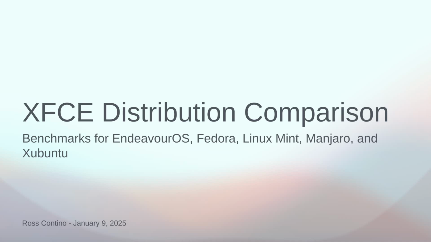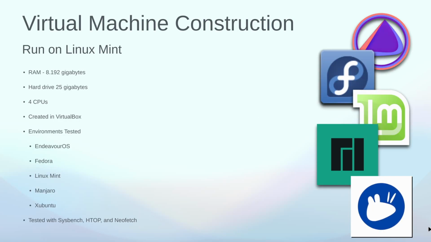Following these quick tours, let's look at some of the benchmark statistics across the different distributions as they deploy XFCE. I'm going to be comparing Endeavor, Fedora, Linux Mint, Manjaro, and Xubuntu. My virtual machine was constructed out of 8 gigabytes of RAM, a hard drive of 25 gigabytes, with 4 CPUs, and was created in VirtualBox for the purposes of testing. And as I said, the environments used were Endeavor, Fedora, Mint, Manjaro, and Xubuntu. And these were tested with Sysbench, HTOP, and NeoFetch.